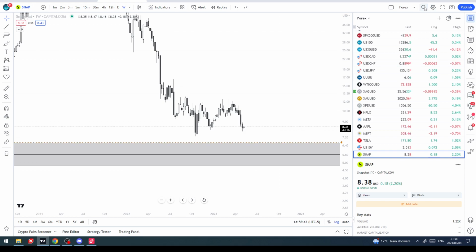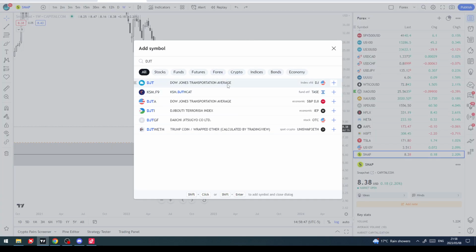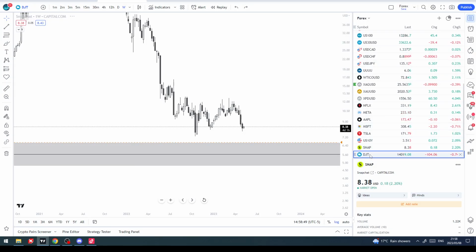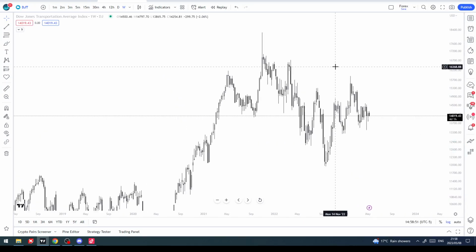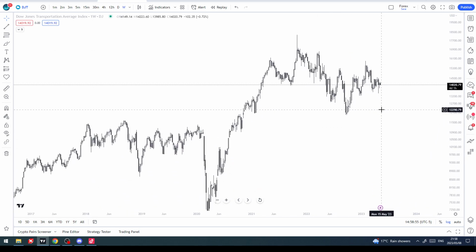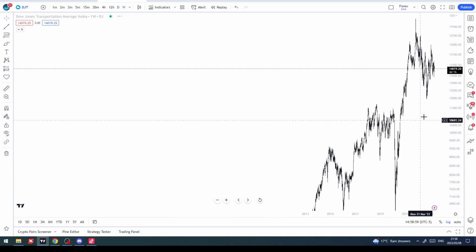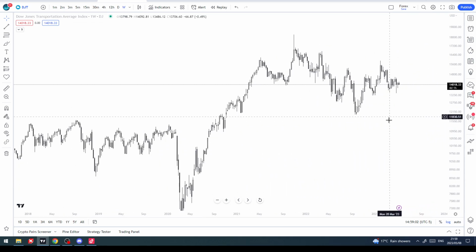SMT, what was the other one? DJT, you said. Yeah, bro. Dow Jones Transport Index. Just want to see what's going on there. Usually a leading indicator. Yeah.